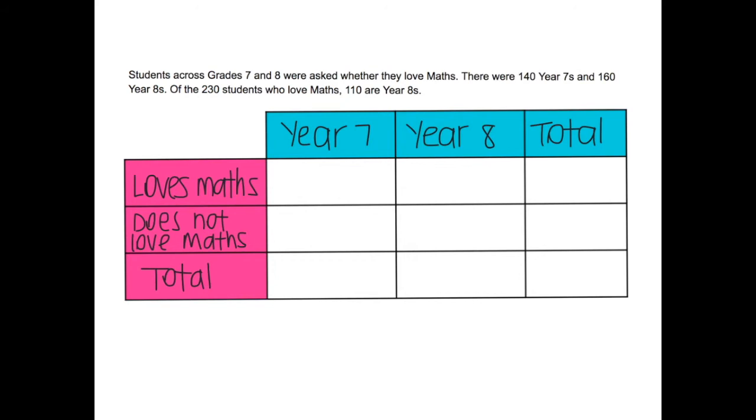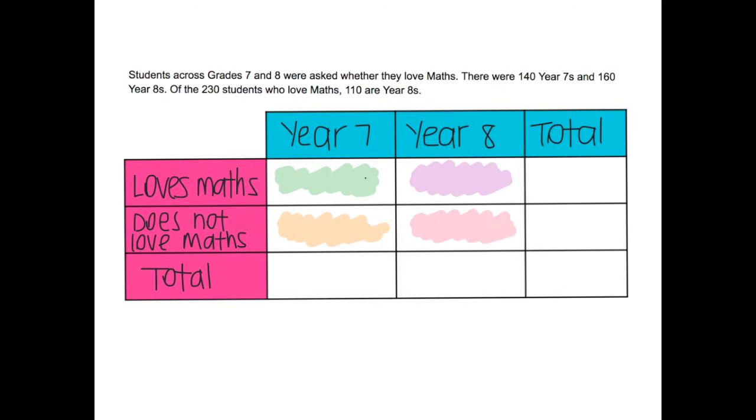So when I look at this, I can see that in this box, there is going to be the Year 7s who love maths. The Year 7s who don't love maths are going to be in the orange box. The Year 8s who love maths are going to be in the purple section, and the Year 8s who do not love maths will be in the pink section.